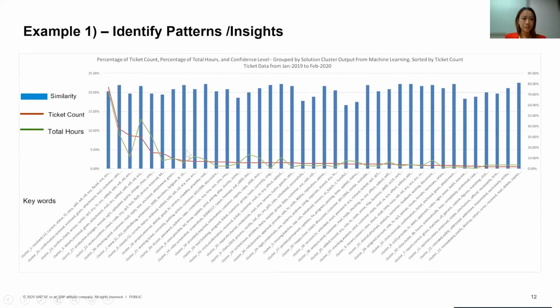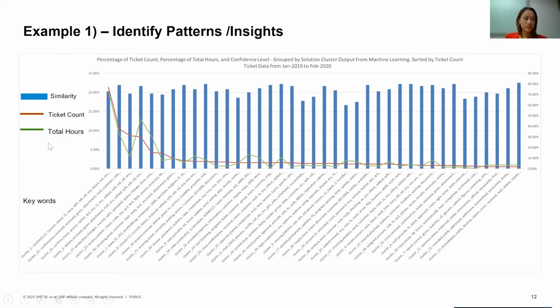This is one example, a co-innovation we did with one of the customers. We uploaded the tickets for the past more than 1 year, around 500 plus tickets, to the ticket clustering engine, and you can see each of the bars here represents one of the clusters that's formed. The blue bar represents the coherence score, the similarity score, and the red line represents the ticket count, the ticket volumes of each of the clusters.